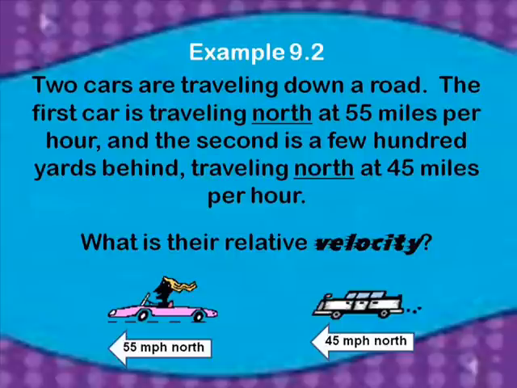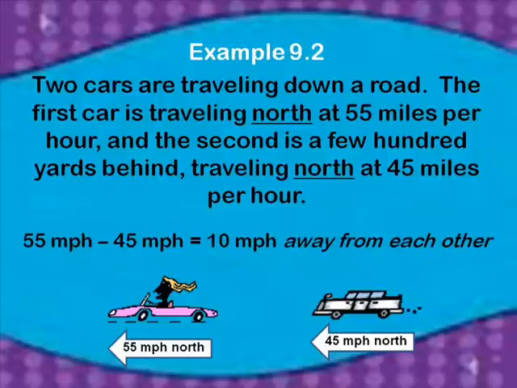2 cars are traveling down a road. The first car is traveling north at 55 miles per hour, and the second is a few hundred yards behind, traveling north at 45 miles per hour. What is their relative velocity? Okay, pause the video and write down your answer, and then turn it back on to see if you got it right.